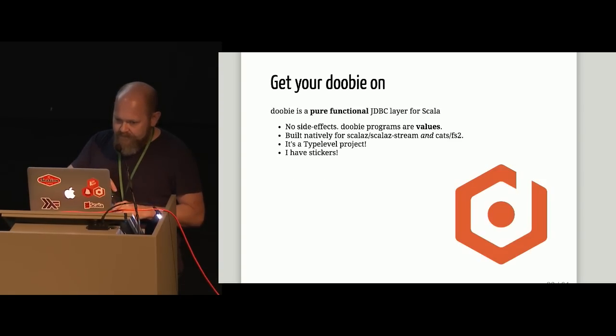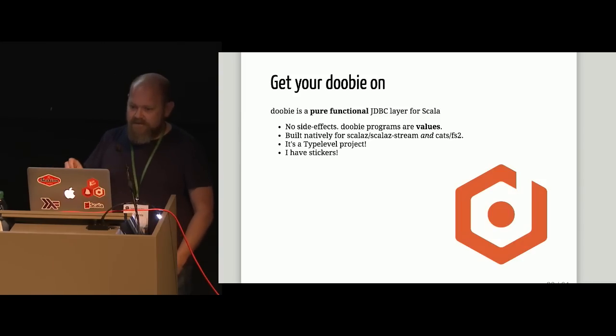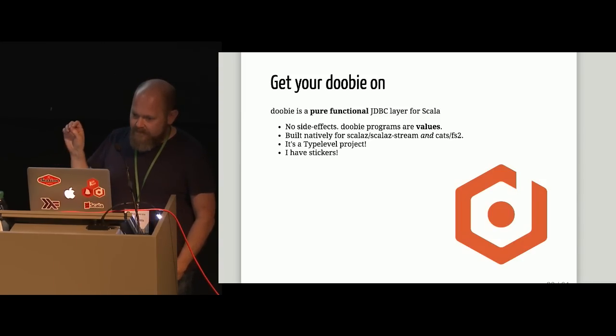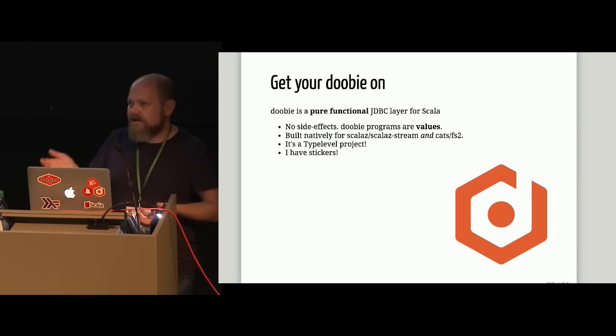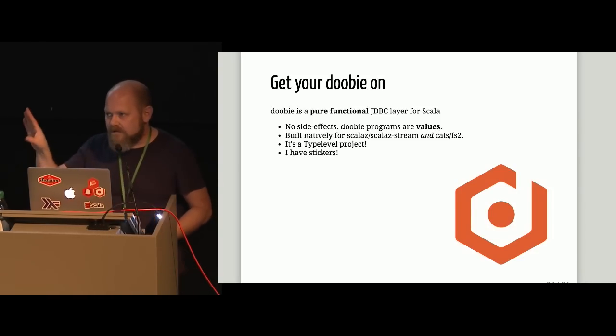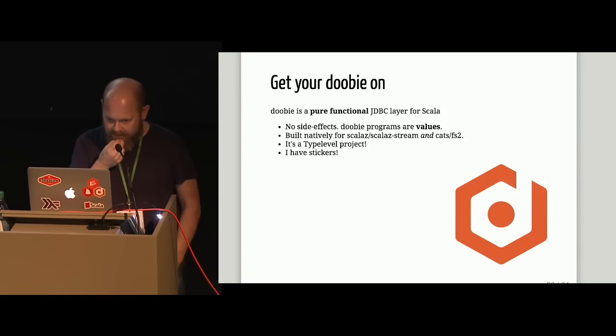Okay, so Doobie is a pure functional database layer, JDBC layer, I should say. It's very specific to JDBC. It's for Scala. There are no side effects, and what I mean by that is that Doobie programs are values. Everything you're doing when you're writing programs with Doobie is constructing and manipulating data. Okay, and we'll talk a little bit more about that in a second.